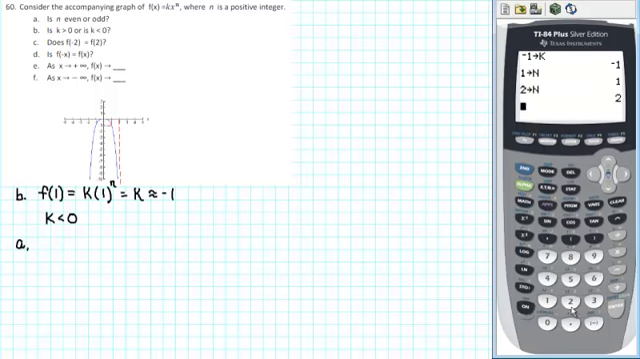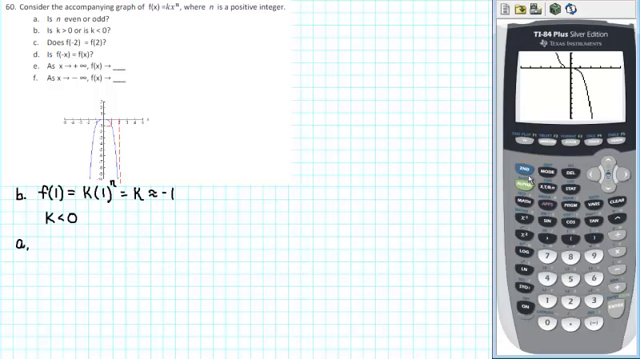Let's try 3. Go back to the graph. And we can see that when n is equal to 3, the function is always decreasing. But our given graph increases to the left of the y-axis and then decreases to the right. So it looks like we can rule out n being odd. N is not odd, n must be even.